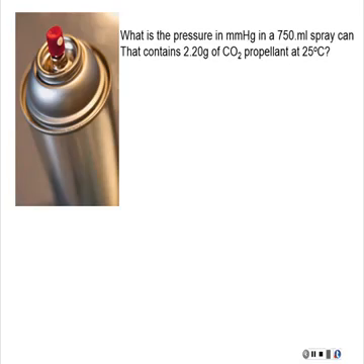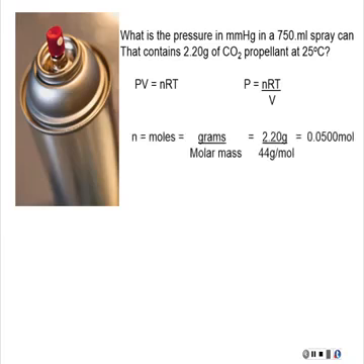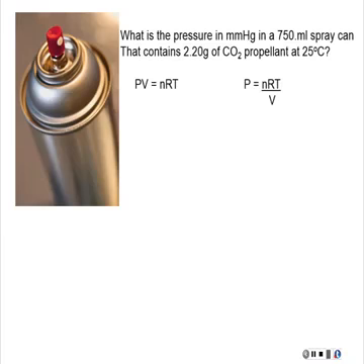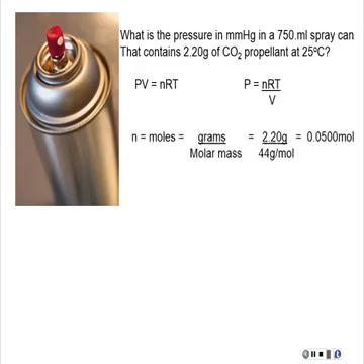So let's do some calculating. First thing we want to do is write down our gas law. And we want to solve it for our unknown, which is going to be pressure. So pressure equals nRT over V. And then we want to have all of our factors. Now we need n, R, T, and V. Now n is moles, so I'm going to have to convert my 2.20 grams of CO2 to moles. So moles would be grams divided by the molar mass. Molar mass of CO2 is 44, and that gives me 0.0500 moles.